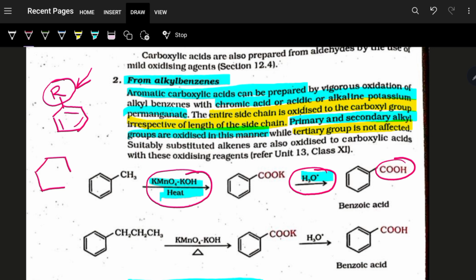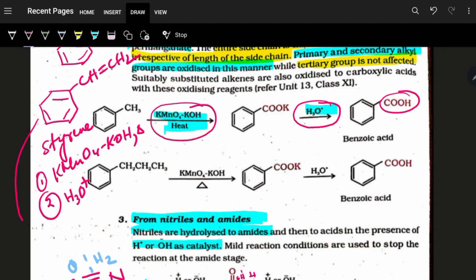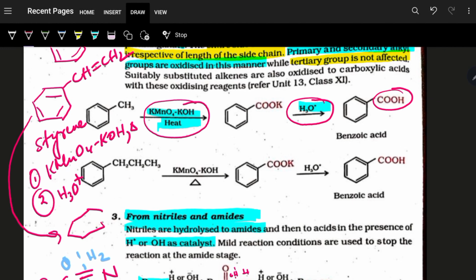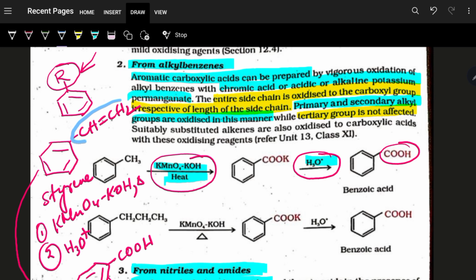suppose I want to obtain benzoic acid from styrene. Now styrene is CH double bonded CH2. This is styrene. So when I want to get benzoic acid, number one, I will give KMnO4, KOH, heat, and number two I will write H3O+. If I do so, then I can get benzoic acid. So the double bond is not getting affected. Instead, the entire CH double bonded CH2 part is getting oxidized to COOH.